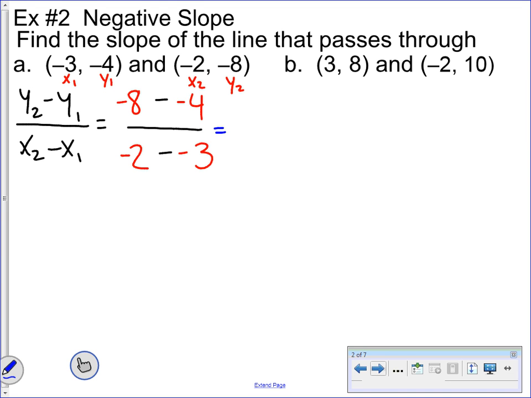Quite a few negatives here. But the minus and the negative from the 4 become positive. So I end up with negative 8 plus 4, which is negative 4. And on the bottom, the minus and the negative from the 3 become positive. And negative 2 plus 3 is 1. Now this is an acceptable answer, or you could simply put a whole number, or an integer, negative 4.